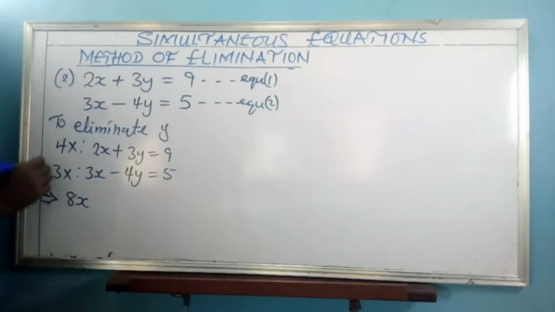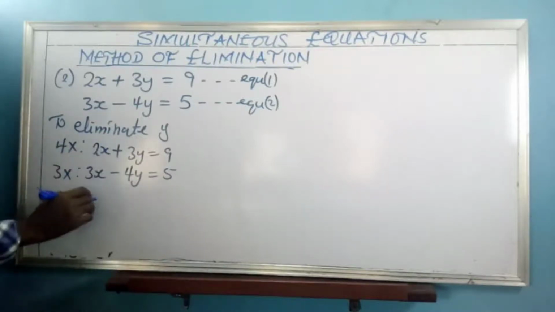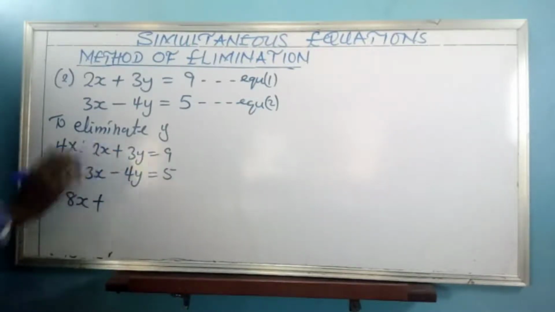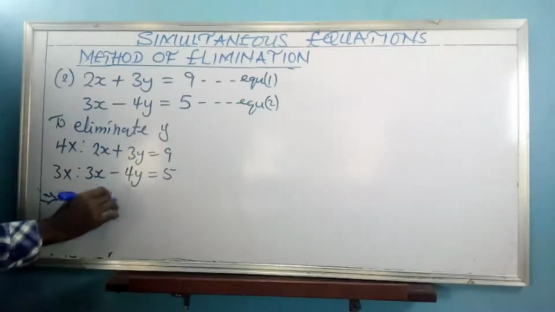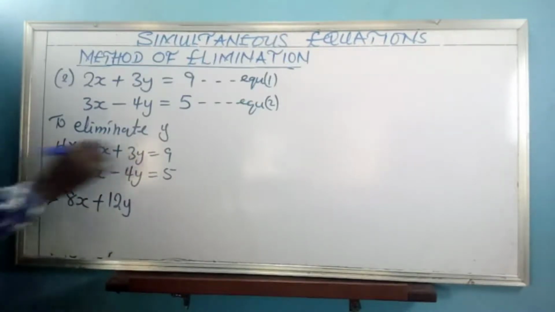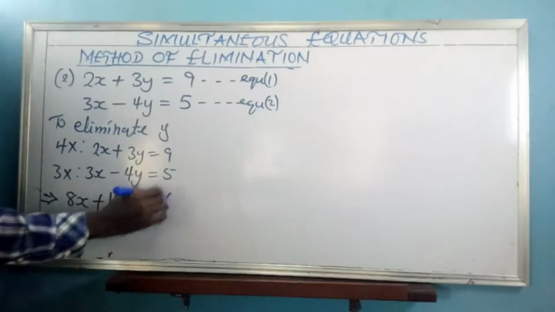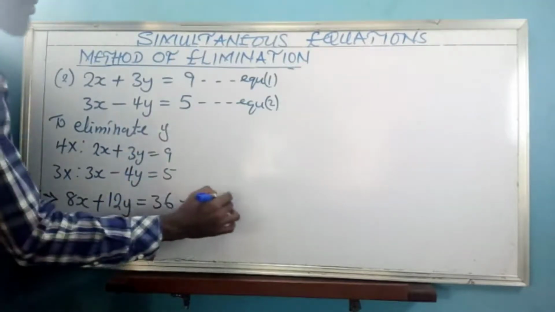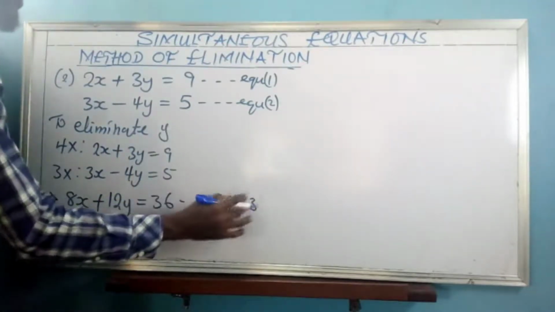Oh yeah, let's do it together. 4 times 3y, plus, don't change the sign as we have it there, plus 12y, isn't it? 4 times 9 is equal to 36. So this is my equation 3.